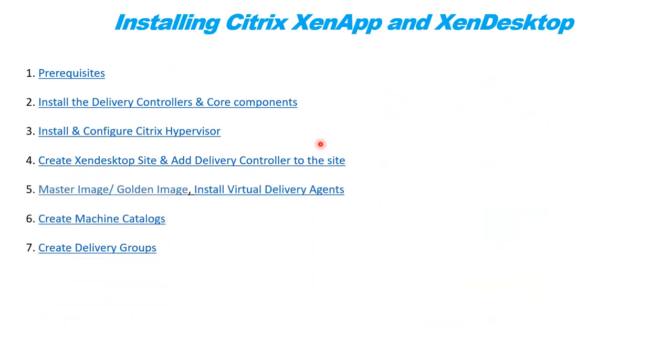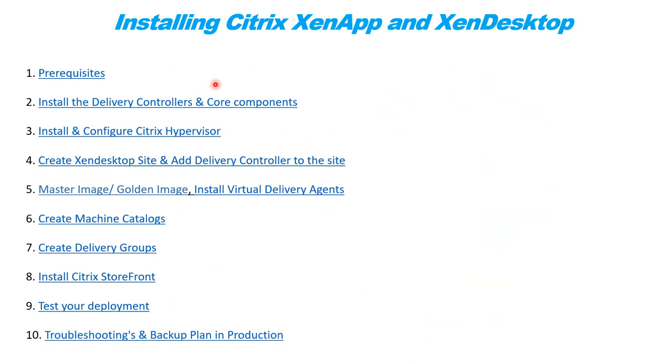This is the session summary I planned for every student on how to deploy the entire Citrix lab. In the first session, we discuss the prerequisites. In the second, how to install and configure the delivery controllers. In the third, how to install and configure the Citrix Hypervisor. In the fourth, how to create a Citrix XenDesktop site and add a delivery controller. In the fifth, how to create the master image, the golden image, and install the Virtual Delivery Agent. In the sixth, how to create the machine catalog. In the seventh, how to create the delivery groups.